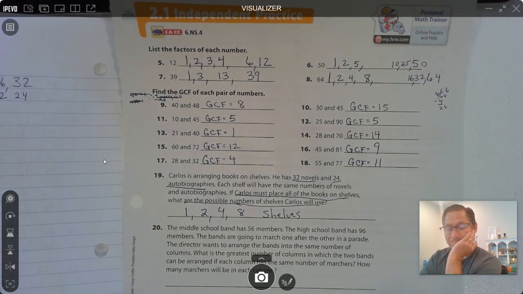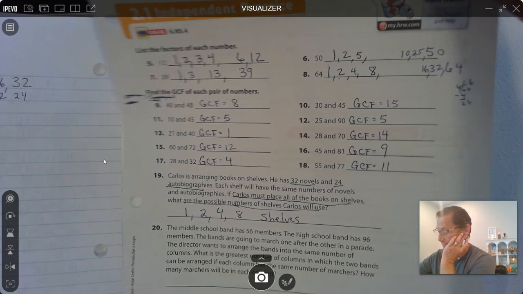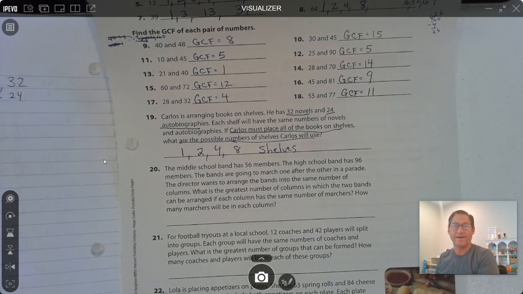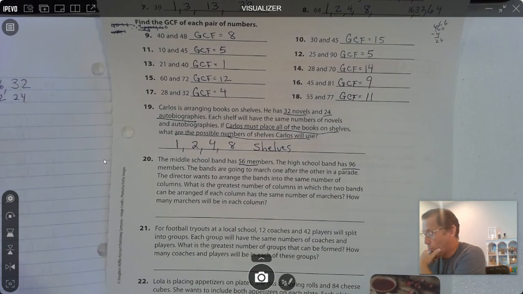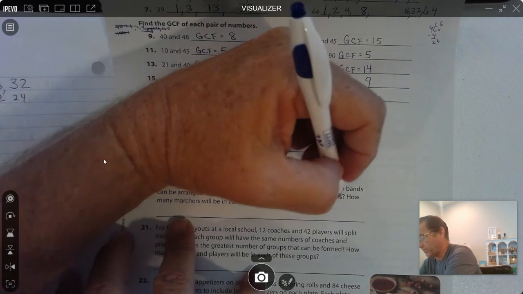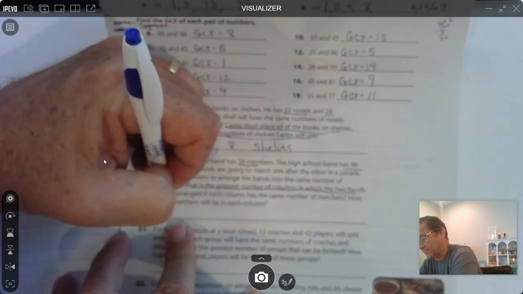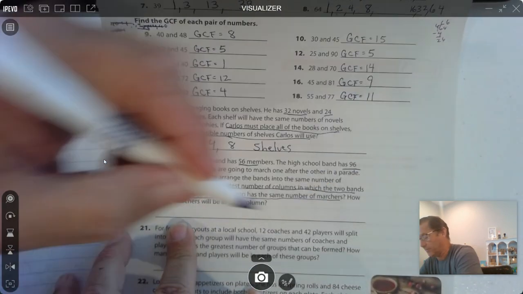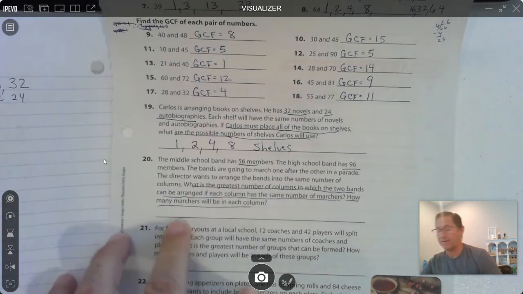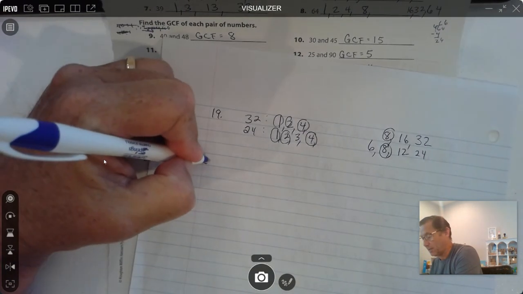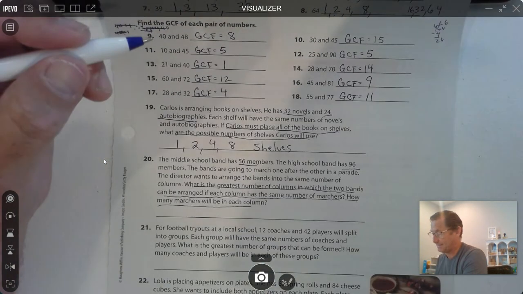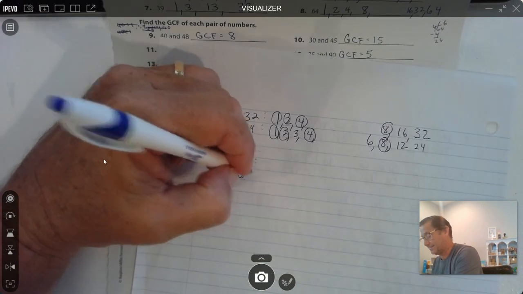All right, number 20. The middle school band has 56 members. The high school band has 96 members. The bands are going to march one after the other in a parade. The director wants to arrange the bands in the same number of columns. What is the greatest number of columns in which the two bands can be arranged if each column has the same number of marchers? How many marchers will be in each column? So again, that's asking us to find the common factors between 56 and 96.